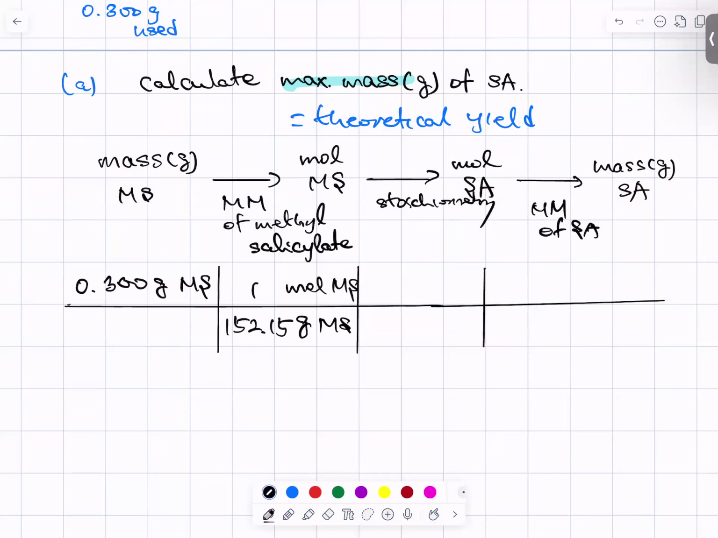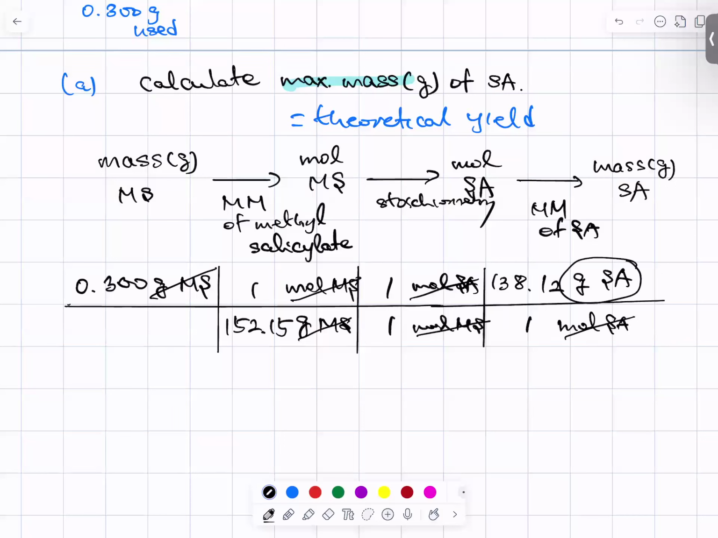And next, mole of methyl salicylate, we need to convert to mole number of salicylic acid. Problem clearly says 1 to 1, 1 mole to 1 mole ratio. And finally, mole number of salicylic acid to gram quantity, mass of salicylic acid. The molar mass is 1 mole as 138.12 grams of mass. Okay, then grams of methyl salicylate cancels out. Mole of methyl salicylate cancels out. Mole of salicylic acid cancels out. Now final unit is grams of salicylic acid. That's good.